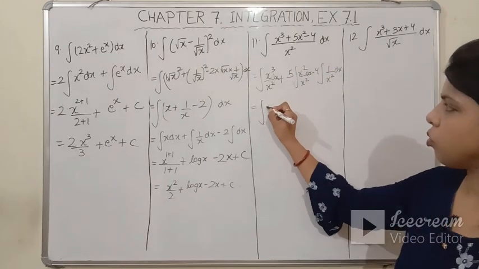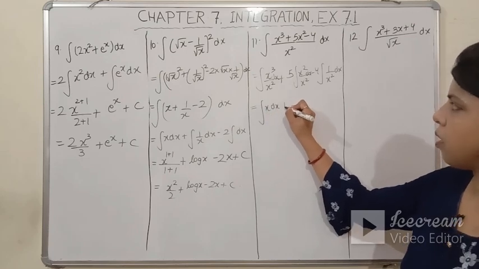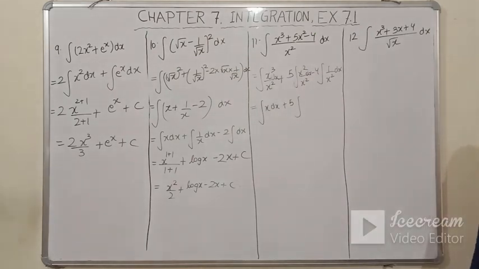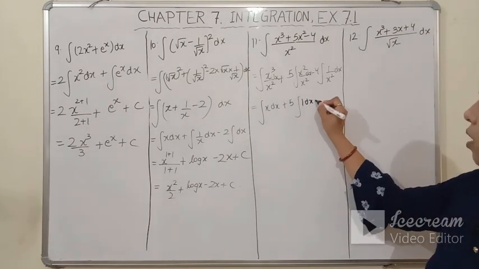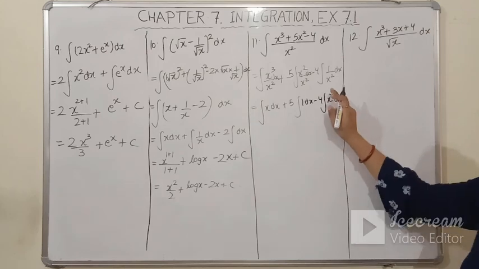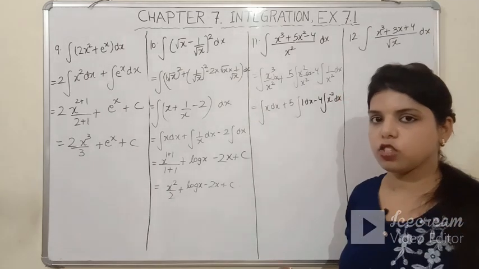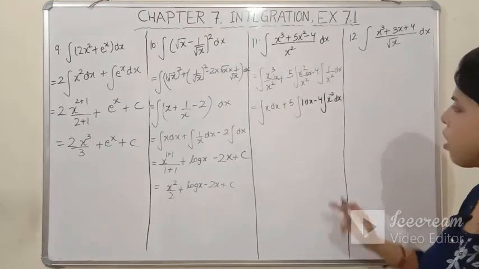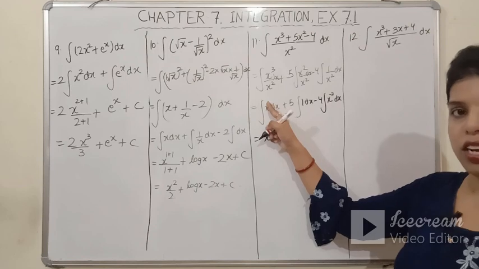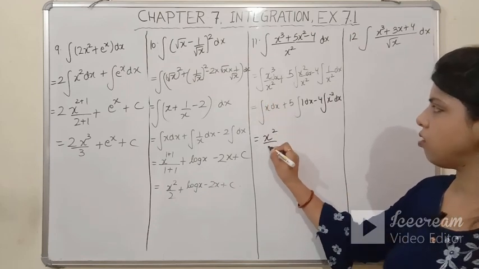So it is going to be x dx plus 5. X square will be cancelled by x square and we get 1. So the answer is 1 dx minus 4 into x raised to power minus 2 dx. Why I have written here x raised to power minus 2? Because I am going to apply the formula of x raised to power n, that is x raised to power n plus 1 upon n plus 1. So answer is x raised to power, here power is 1. So 1 plus 1 is 2 upon 2.